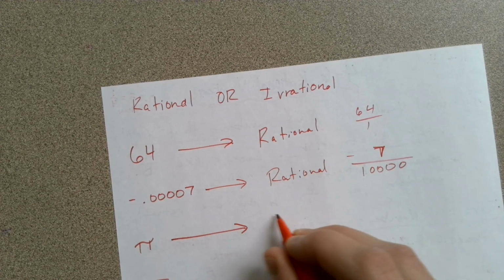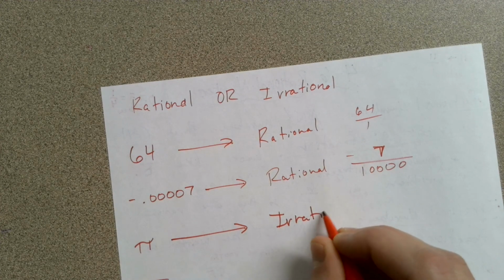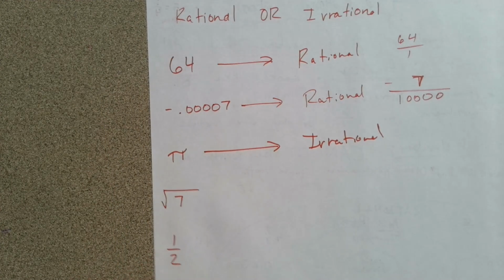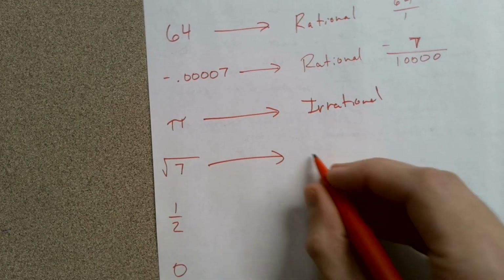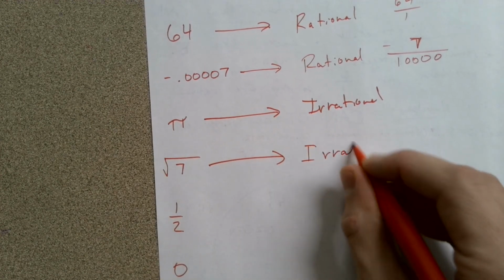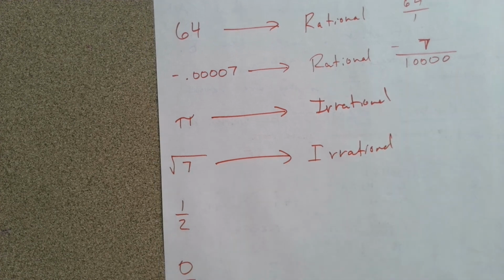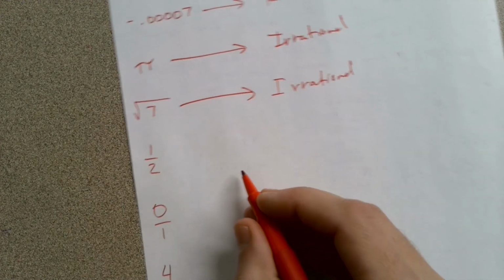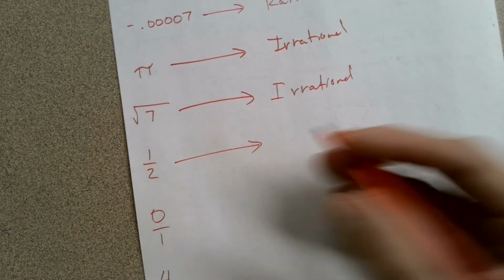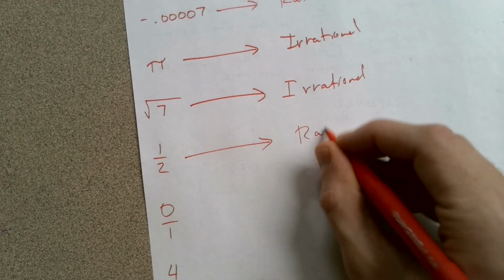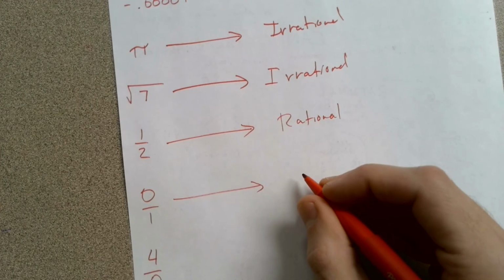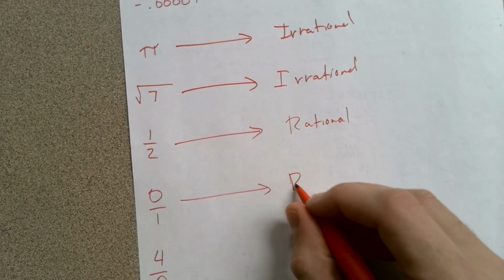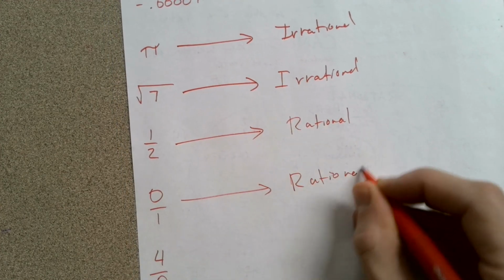Pi, we talked about that one. That is irrational. Can't be written as a fraction. Square root of 7, does anything go into 7 perfectly? Nope. That is irrational. 1/2, that is already in a fraction. Well, duh. 0 over 1, odd exception here, rational. 0 can always be written as a fraction.